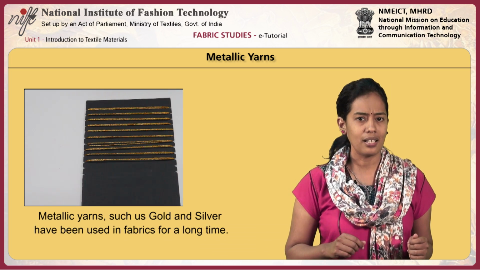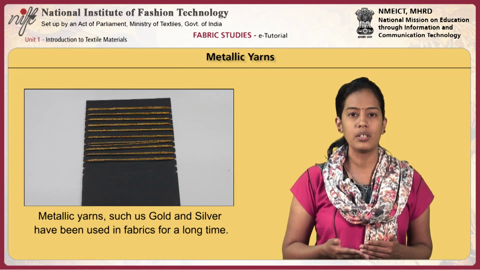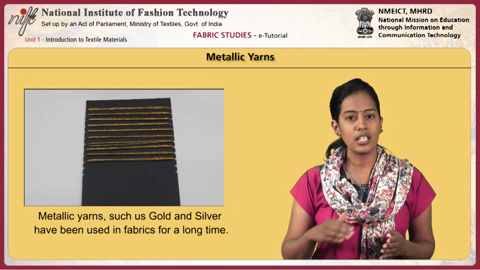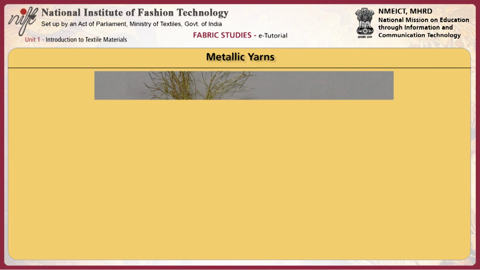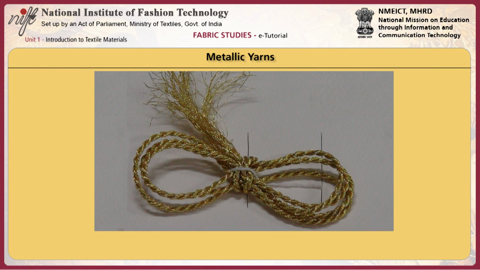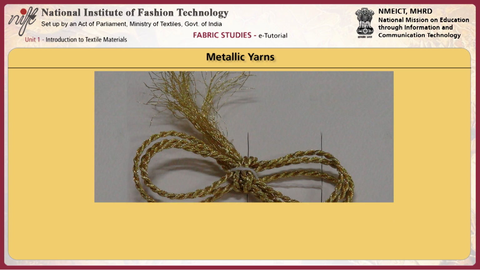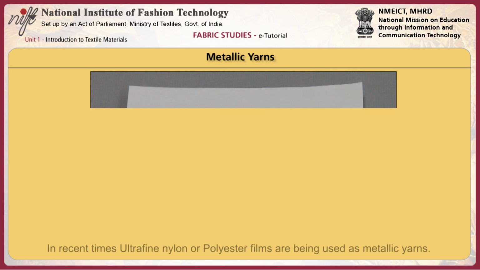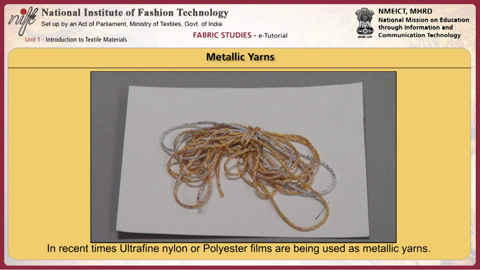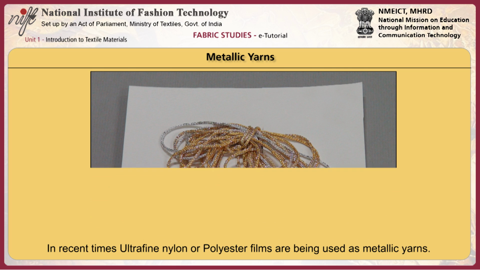The use of metallic yarns such as gold and silver in fabrics has been an age-old practice. These yarns have been replaced by aluminium or aluminized plastic yarns as metallic yarns in apparel and home furnishing fabrics. In recent times, ultrafine nylon or polyester films are being used as metallic yarns and they are found to be comfortable with good luster.